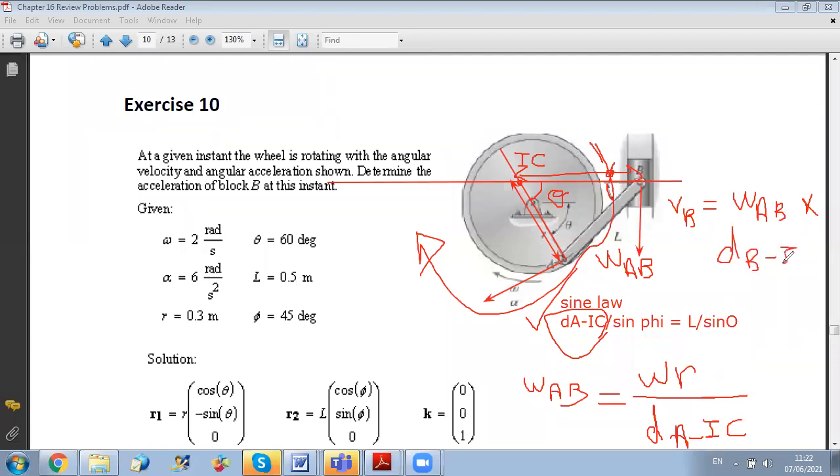Okay, so times the distance between B and IC. And I can find this from the sine law because I can write here that this is equal to the distance between B and IC over the sine of this angle. And this angle is pi minus theta minus phi. So here we have 60 plus 45, 105. Then this angle will be 75 degrees. So we can say that it's over sine 75. Okay. Any question on the instantaneous center method?